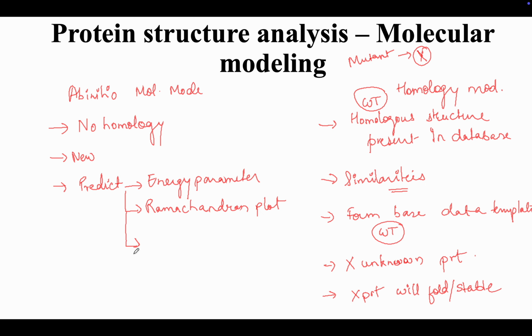And also we can do dynamic folding and unfolding simulation in order to find out how this model is working. So then we can finally understand or predict the structure or folding of this newly found protein, for which we don't have the database available.